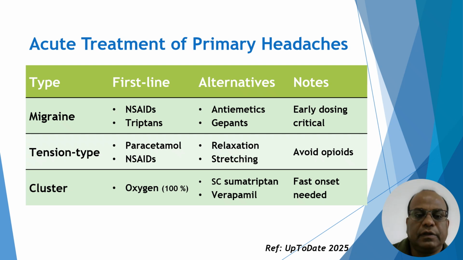About gepants: gepants are a type of medicine designed specifically to help treat and prevent migraine. Gepants are also known as CGRP receptor antagonists because they work by blocking the action of a chemical called CGRP. CGRP stands for calcitonin gene-related peptide. It is a chemical that is known to be associated with migraine attacks.